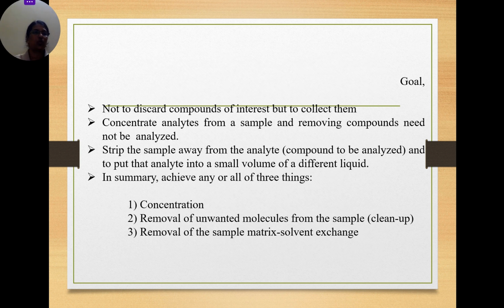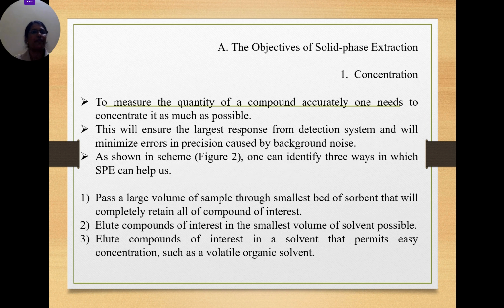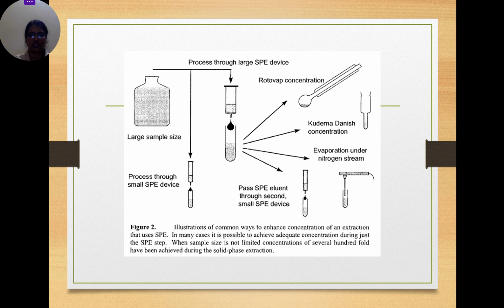So our goal in SPE is majorly to find out the concentration of our analyte, and we have to clean up, removing all the unwanted molecules from the sample, and any sample matrix solvent exchange that is happening, we have to completely avoid it. So these are the three types of goals we have: concentration, cleanup, and sample matrix solvent exchange. The first objective of SPE is concentration. Let me show you a picture.